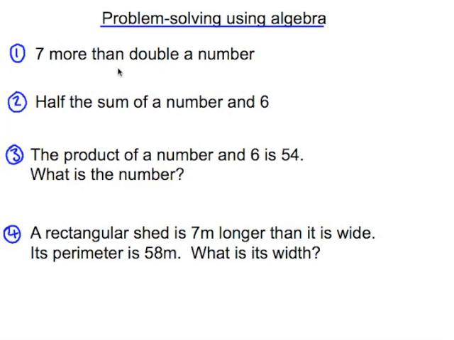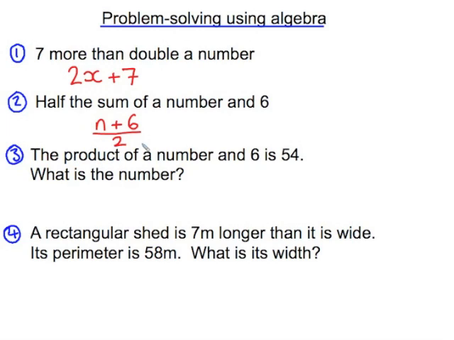So in the first 2 examples, we're writing down an expression for the sentence. Firstly, 7 more than double a number. If we say that the number is x, then double that number is 2x, and 7 more than double that number is 2x plus 7. Secondly, we've got half the sum of a number and 6. I'm going to use n to represent that number this time. The sum of the number and 6 means n plus 6, and a half of that means that the whole thing is divided by 2.